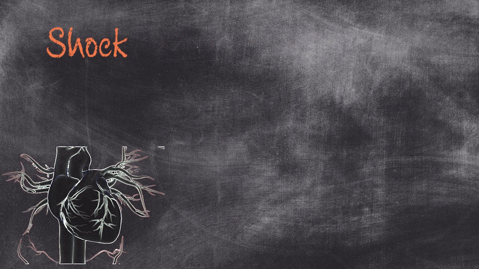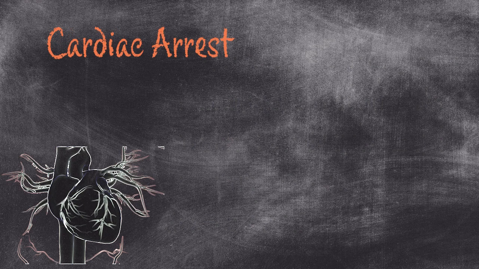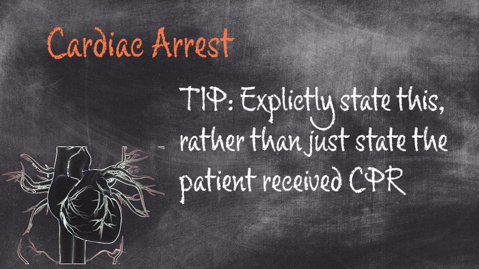The third is shock. Again, the most important thing on shock is to document an etiology. An example would be cardiogenic shock due to acute on chronic heart failure with a reduced ejection fraction. The last is cardiac arrest. Again, what is most important here is to explicitly state this rather than just state that the patient has received CPR.